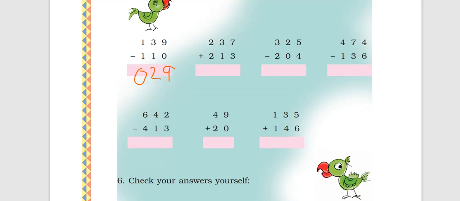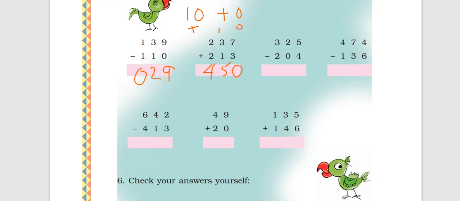213. 7 plus 3 is 10. Right? Which means 1 ten and 0 ones. This is ones and this is tens. 1 ten and 0 ones. Let's put the ones in the ones column, which is 0 ones. Carry the 1 ten as a 1 to the tens column. 1 plus 3 plus 1 is 5. And 2 plus 2 hundreds is 4.